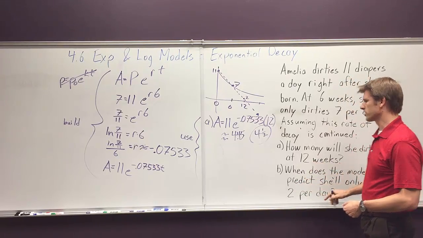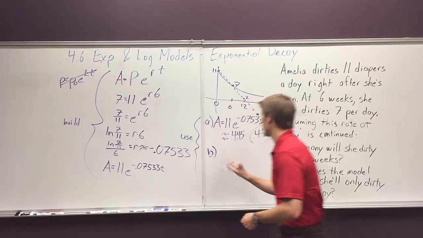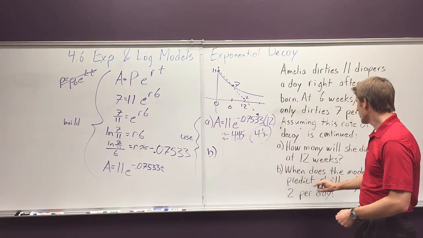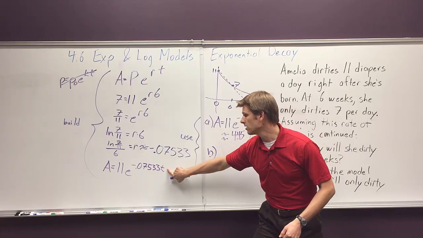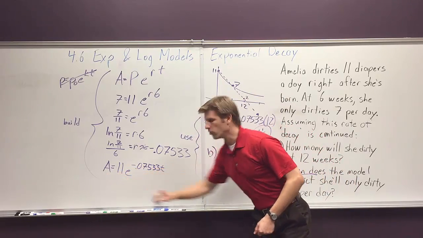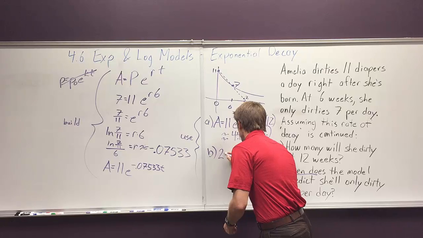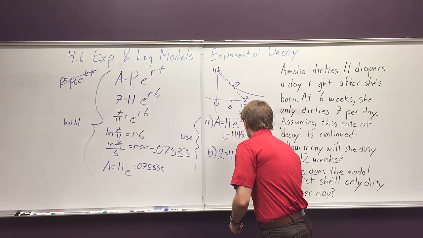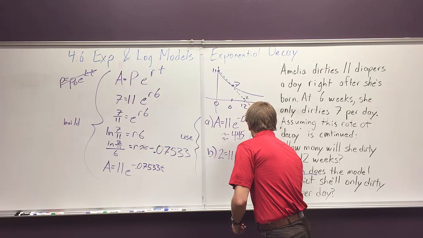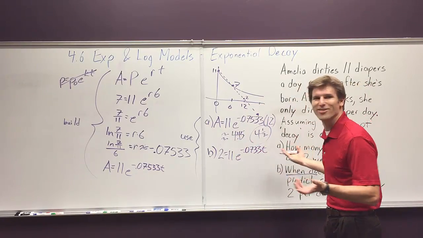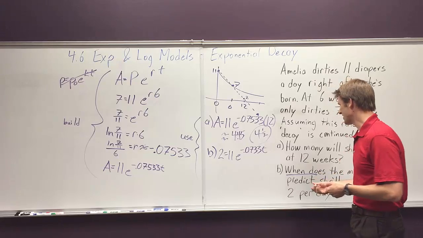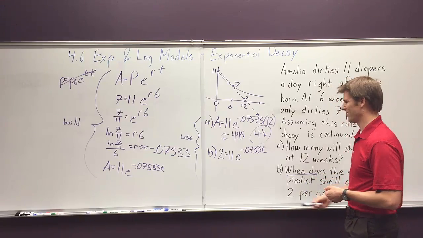Well, this is a little more subtle. How about B? How do we use a model for B? Well, I want to know when, in other words, I'm going to be solving for the t, is A 2. So I'm going to plug in a 2 for A, and I'm going to solve for t. And Amelia will be overjoyed that we'll know how many weeks until she's down to 2 diapers a day.